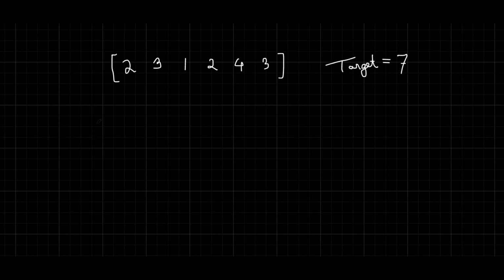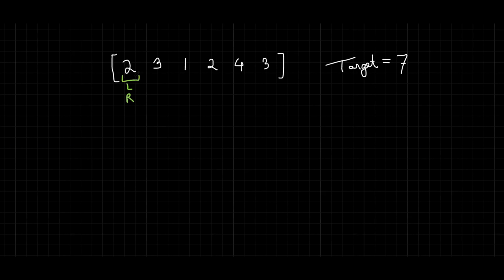To solve this problem, we will use the two pointers mechanism along with the sliding window technique. In the sliding window technique, we use a window and we shift the window to the right side until we reach the answer. Now here, let us take two pointers, one is left and another is right, and both of them are pointing to the first element.